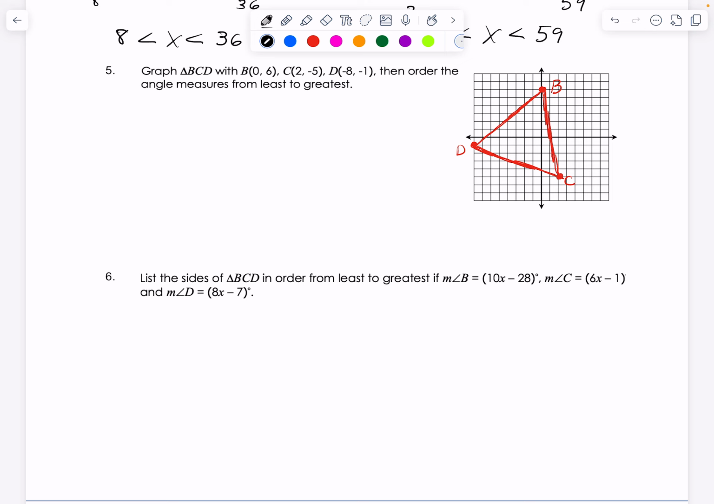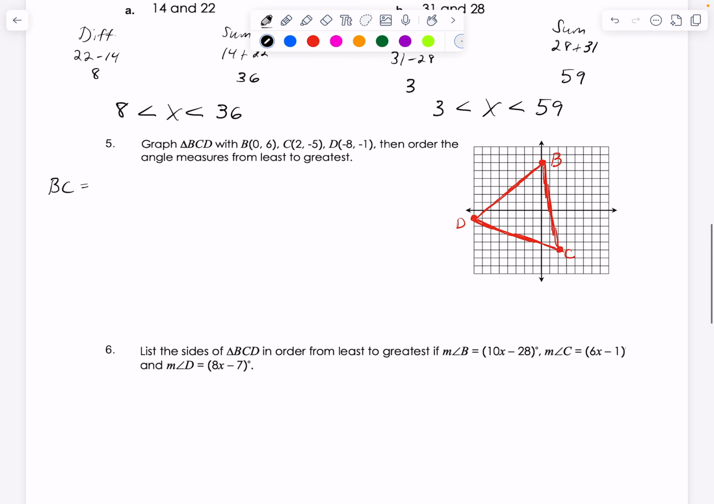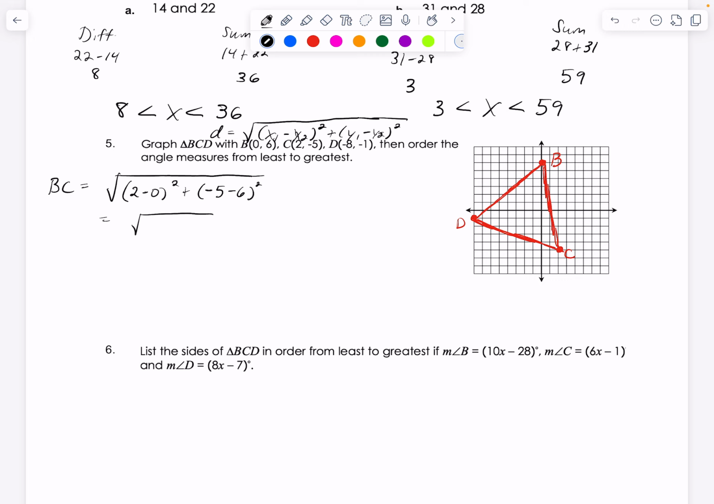So let's do the first one, which is BC. We're going to be using the distance formula for all of these. That distance formula is the square root of the change in your x squared plus the change in your y squared. So for BC, I'm going to have 2 minus 0 squared plus negative 5 minus 6 squared. So that's going to be equal to 2 minus 0 is 2, squared is 4. Negative 5 minus 6 is negative 11. 11 squared is 121. So that equals the square root of 125.